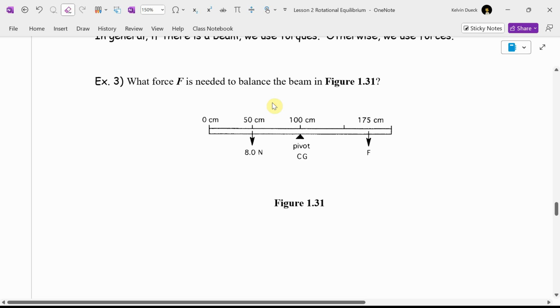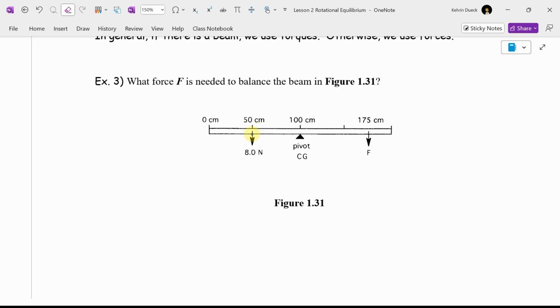So example 3, if we were writing a test on this, I would say, I like example 3, I like examples. This is the teeter-totter that you all figure out. I'm going to guess all of you have been on a seesaw or a teeter-totter at least once. And when you're kids, you figure out, what if you're not the same mass as your partner? You can shimmy forward or shimmy back, and you can still get it to work. What you're adjusting is the distance from the pivot point. So example 3 says, what force F is needed to balance the beam in figure 1.31?